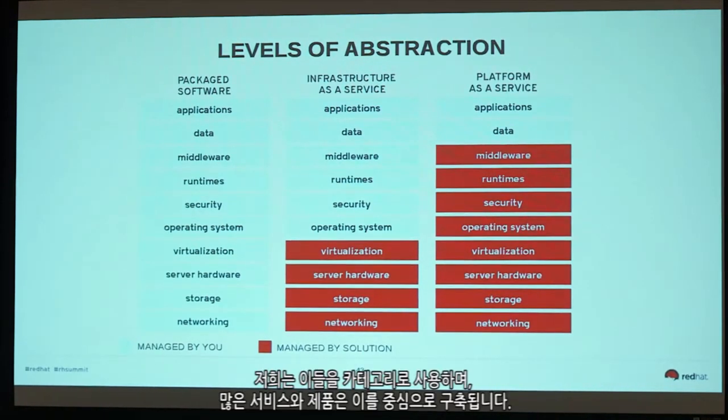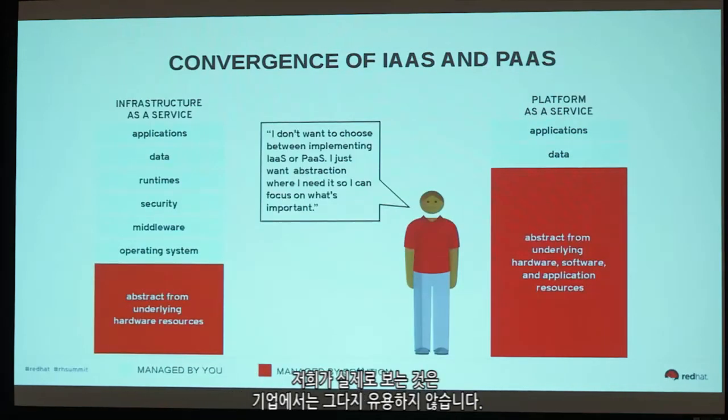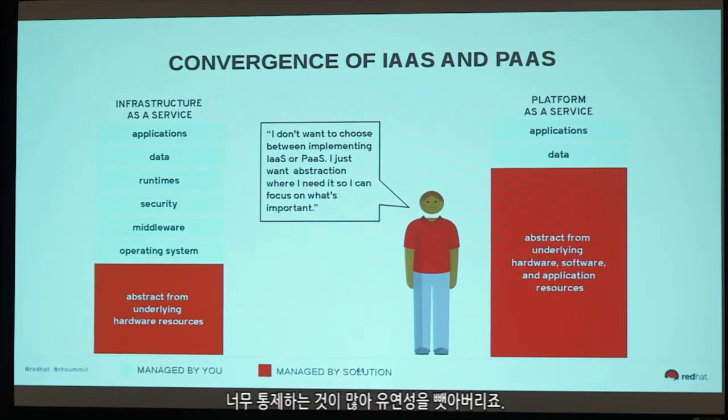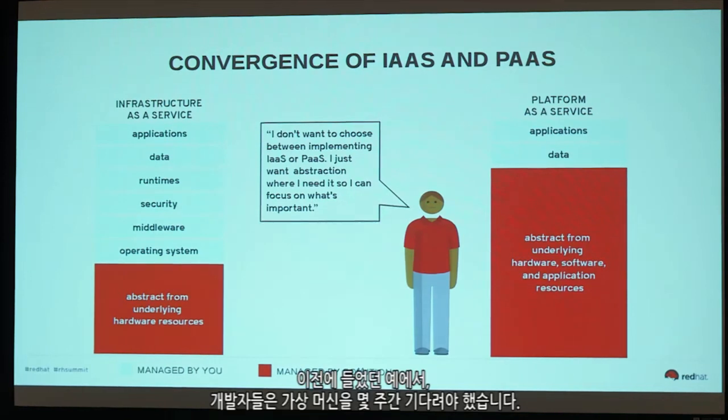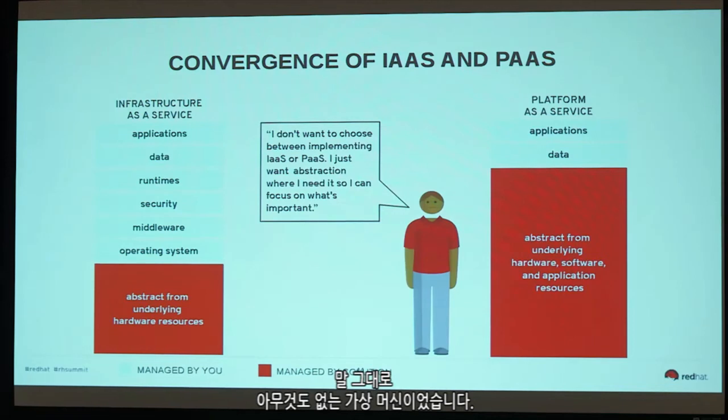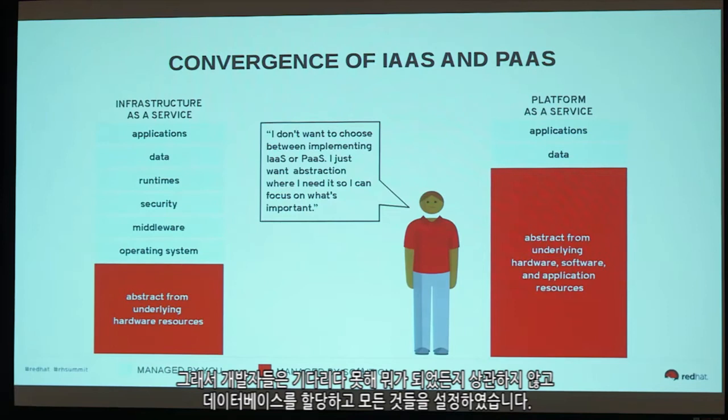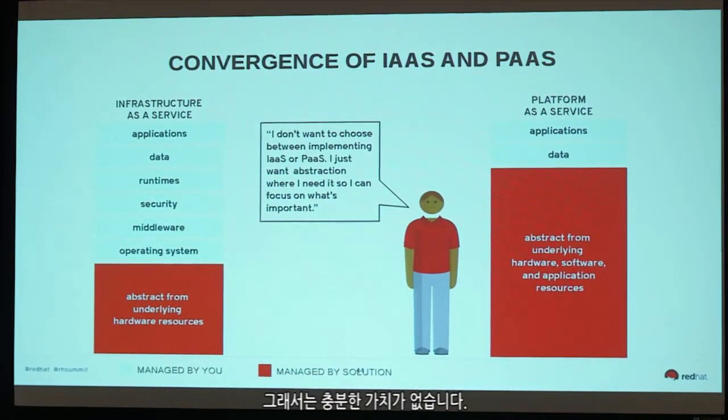Now, we've used these as categories. Lots of services and products are built around this. What we actually see is it doesn't quite work well in the enterprise because PaaS is often seen as too limiting. It takes too much control and flexibility away from me. Infrastructure as a service is not adding enough value. The example I gave you before, the developer had to wait a week for his virtual machine. It's literally just a naked virtual machine. There's nothing useful in it yet. So the developer now, after waiting a week, has to go off and provision whatever, the database in there and configure it and all this. So there's not enough value add.